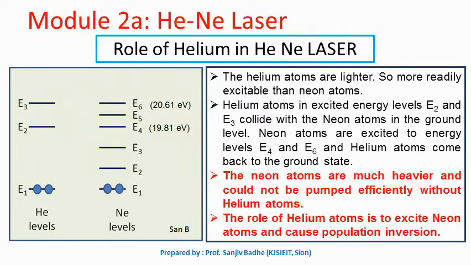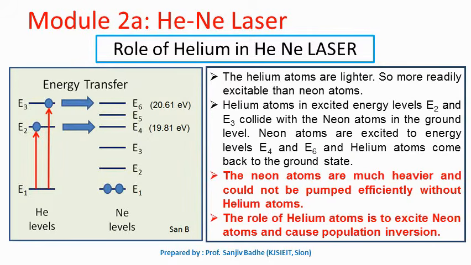So the role of helium atoms here is just to excite the neon atoms and cause the population inversion. Helium atoms do not take part in lasing action. They just help the neon atoms to get excited to the higher levels and cause the population inversion.